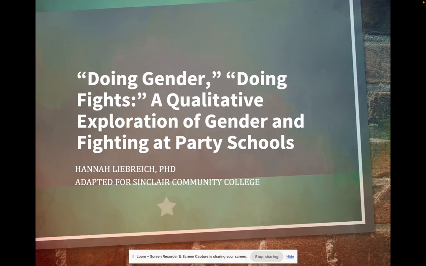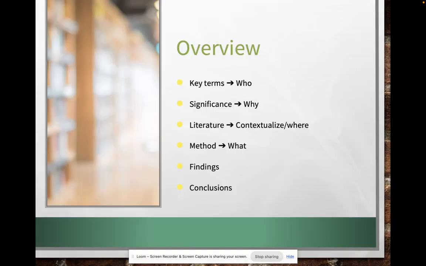Doing gender is a theory that we will learn more about during our chapter and unit on gender, but I will give you a brief overview of that theory in just a second. Similar to how I always have an agenda for my lectures, I always like to do an overview when I'm giving a talk and I'm presenting my research at a conference or in the classroom.